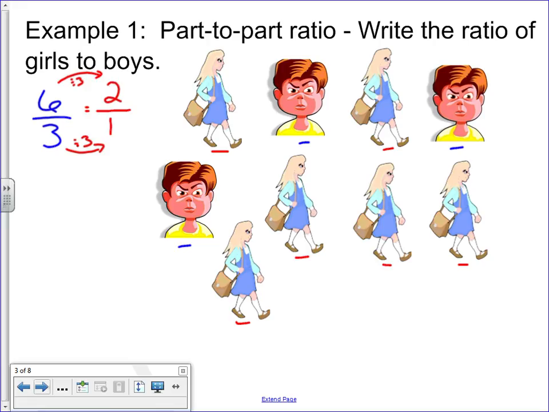Now check this out. I could show you that by identifying them with colors. Let's underline 2 girls with green and 1 boy with green. So there's 2 girls to 1 boy. Now let's underline 2 girls in red and 1 boy in red. There's another 2 girls to 1 boy. And then lastly, using black, we'll underline another 2 girls to 1 boy. So technically, you could use the fraction 2 to 1. But we'll use 6 to 3 for right now.